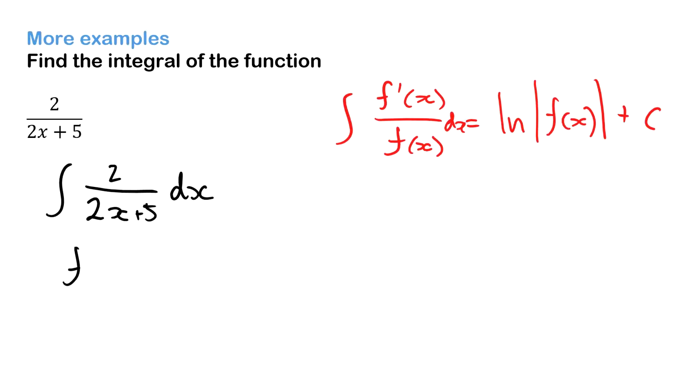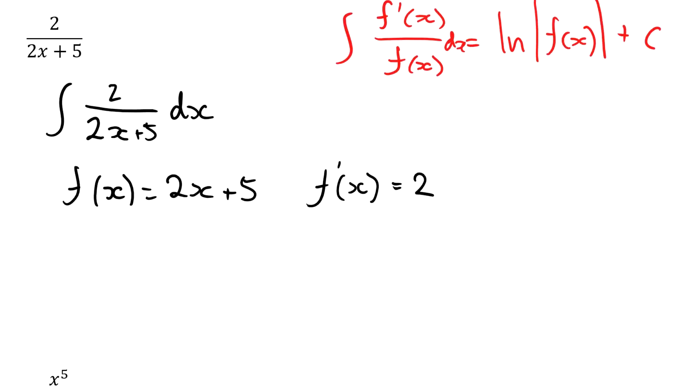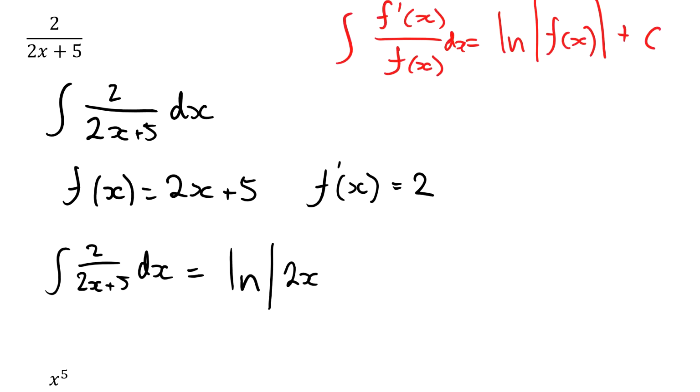Alright, so we need to make sure that this fits into that. So my original function, my f(x), was 2x plus 5. If I differentiate that, I get 2, which is good. That means I don't need to do any manipulation like I did in the previous example. I can simply just plug and play here. So we can go straight to using that formula up there. So the integral of 2 over 2x plus 5 dx is going to equal ln, the absolute value of 2x plus 5, plus c. Now remember, you always need that c at the end there.